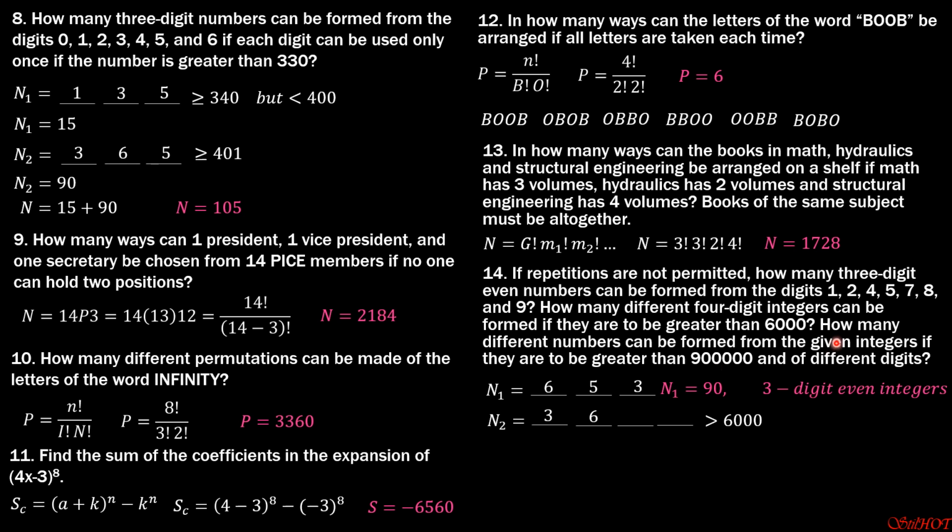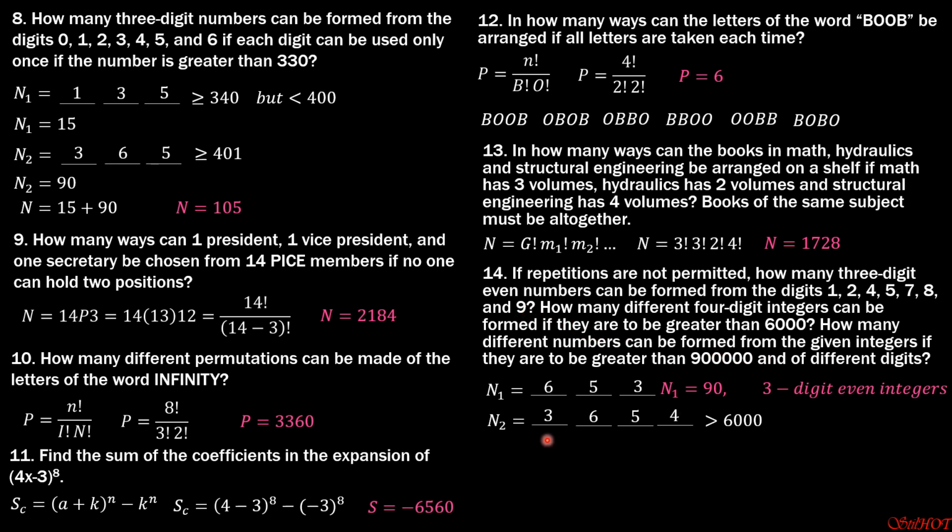Then for the last question, how many different numbers can be formed from the given integers if they are to be greater than 900,000? So we draw 6 bars. There are 2 cases here. One is 6-digit, and that is 100,000, right? But it should be greater than 900,000. Luckily, there is 9 here.